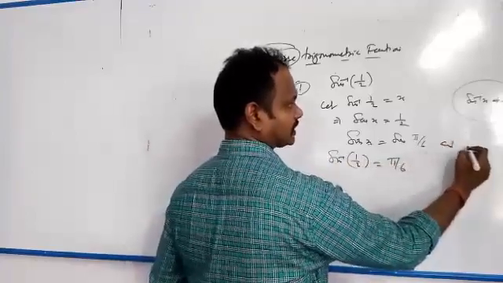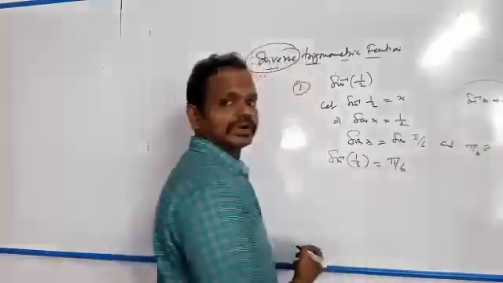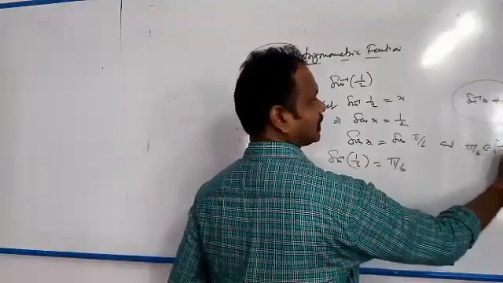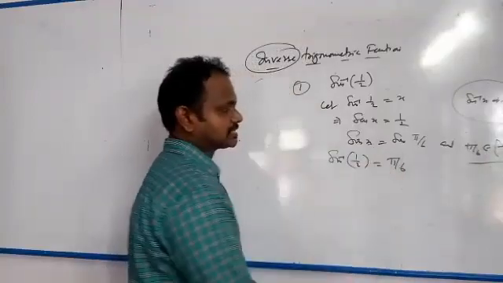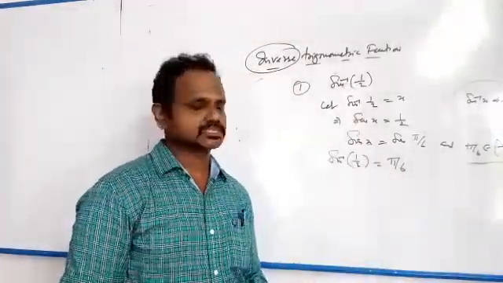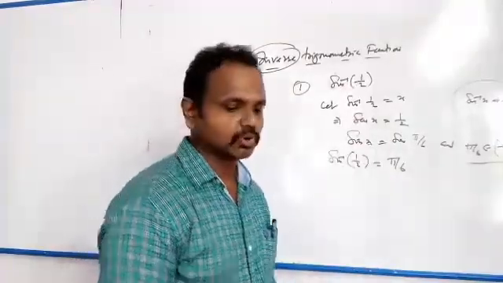And we can also observe that pi by 6 belongs to what is the range of sine inverse function? It belongs to minus pi by 2 comma pi by 2. Hence you can see that the value of sine inverse 1 by 2 is equal to pi by 6. Let us take some more values.